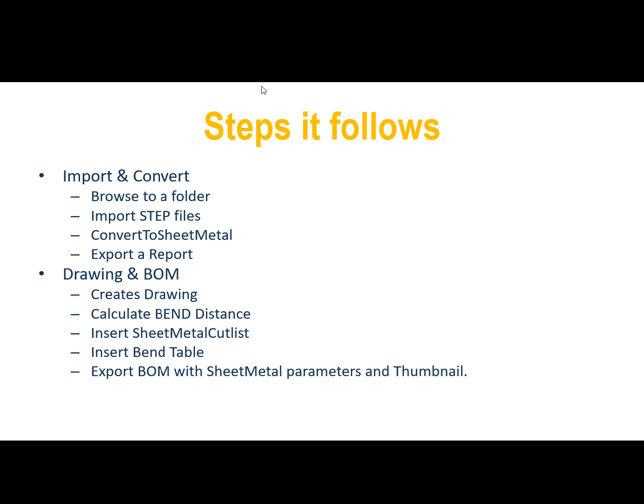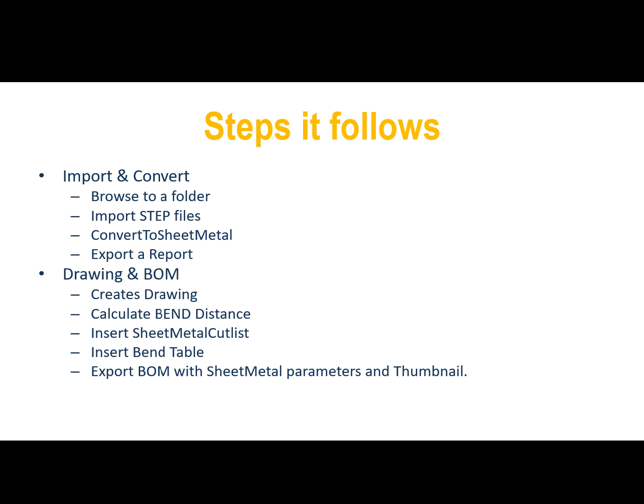There are two buttons given. One is Import and Convert, second is Drawing and BOM. Import and Convert, what it does is, when you browse to a folder, it will import all the STEP files in that folder. It will categorize based on the topology whether it is a sheet metal component or not, and then those components which are sheet metal will be converted to SolidWorks sheet metal automatically.